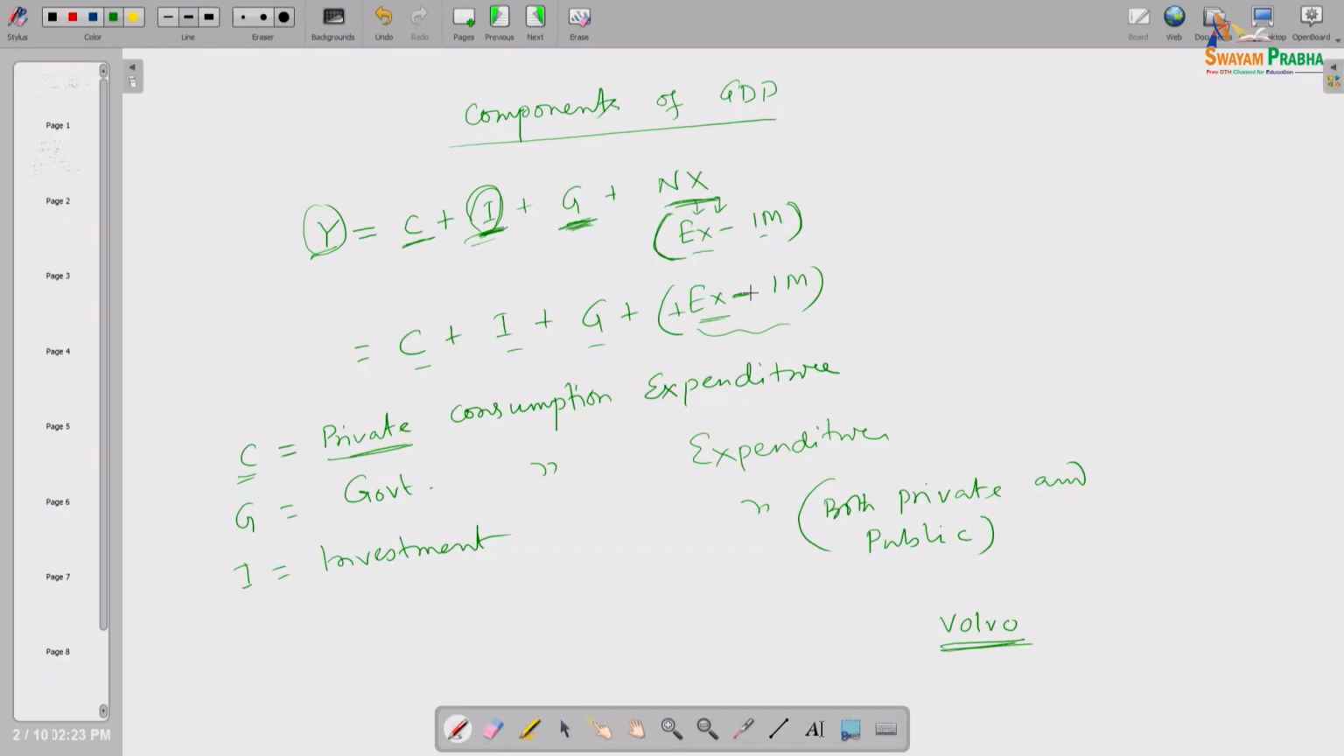So, whatever I am consuming here but which is not produced within the country should not be a part of the country's GDP where I am consuming it. It should not be a part of India's GDP. That is why we have to minus import. So, import appears in GDP with a negative sign.